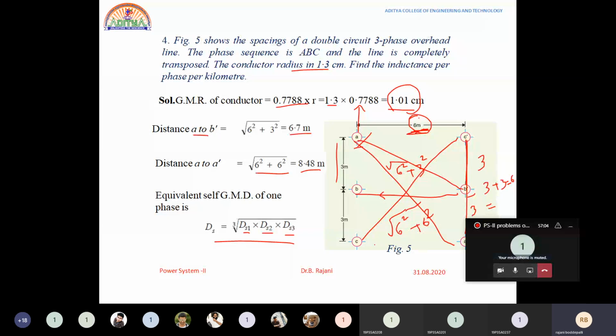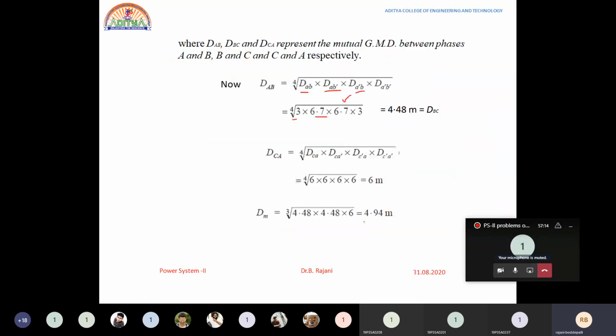A dash, B dash. Where is A dash? Here is the A dash. And B dash is where? Here is this. What is the distance of it? Only 3. The distance of it is 3 meters. So you will put 3 meters straight away over here.